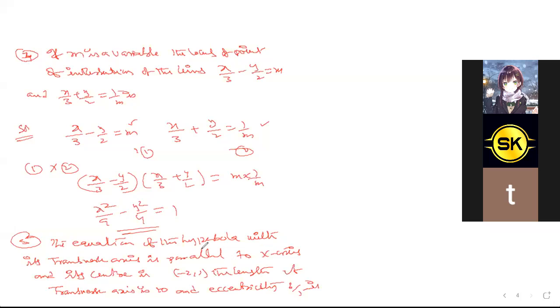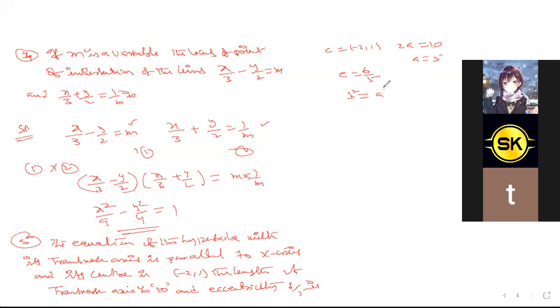The equation of the hyperbola with its transverse axis parallel to the x-axis and its center is this one. The length of the transverse axis is 10, and eccentricity is this one. Center is given as minus 2 comma 1. Transverse axis 2a is given as 10. Clearly a is equal to 5. Eccentricity is also given, that is 6 by 5. So we can find b.